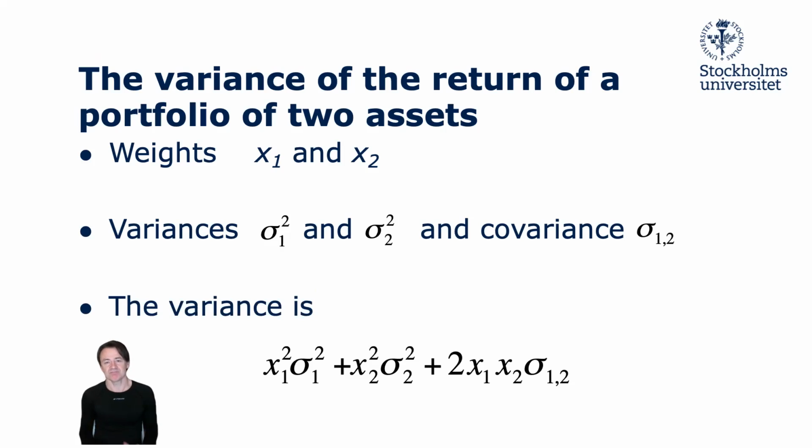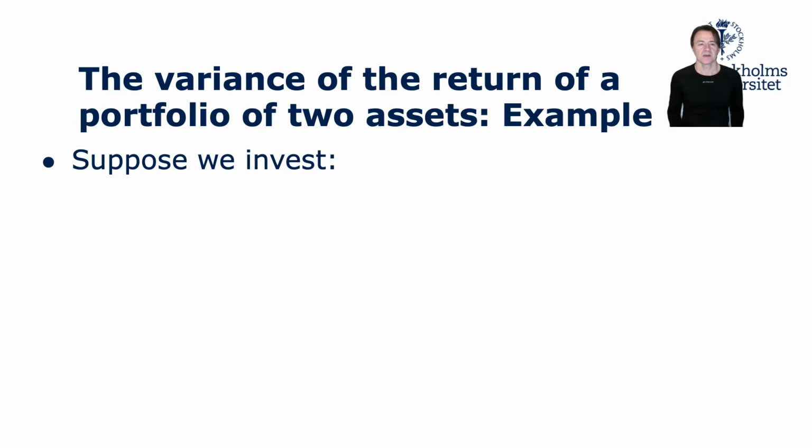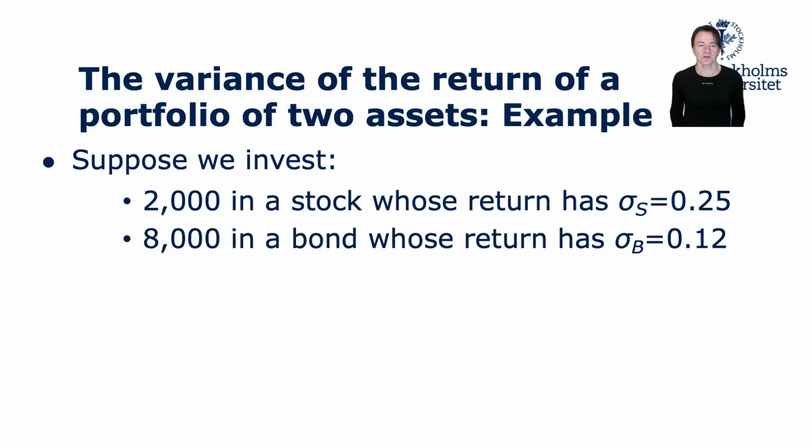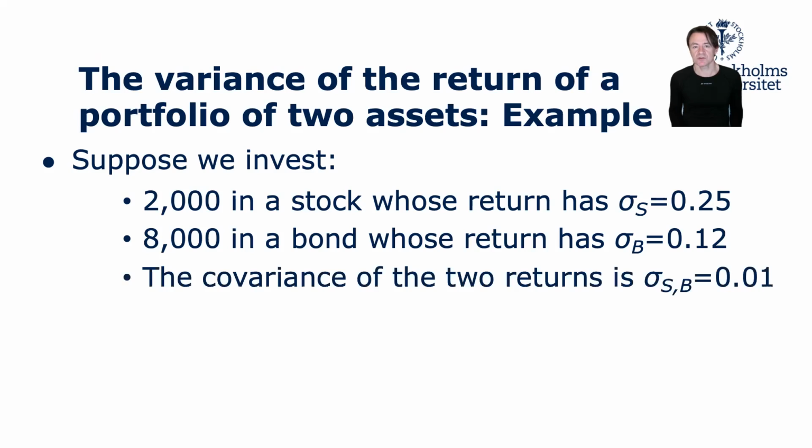Let us explain it with the help of an example. Suppose that we put our investment wealth in only two assets. 2,000 are allocated on a stock, whose return has a standard deviation of 0.25, and 8,000 are allocated to a bond whose return has a standard deviation of 0.12. Note that our investment wealth is thus 2,000 plus 8,000, 10,000. Finally, assume that the covariance between the return of the stock and the bond is equal to 0.01.